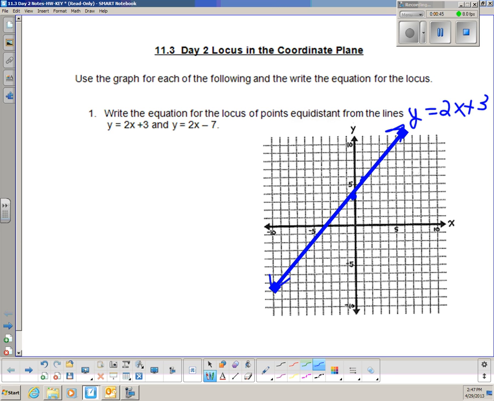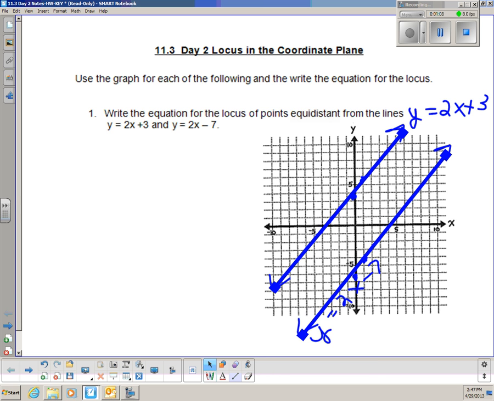The second line is 2x minus 7. So I'm going to begin down here at negative 7. And again, I'm going to go up 2 over 1. These lines have to be parallel because they have the same slopes. So I'm going to graph this line right here. And then I'm also going to label this. This one was y equals 2x minus 7.